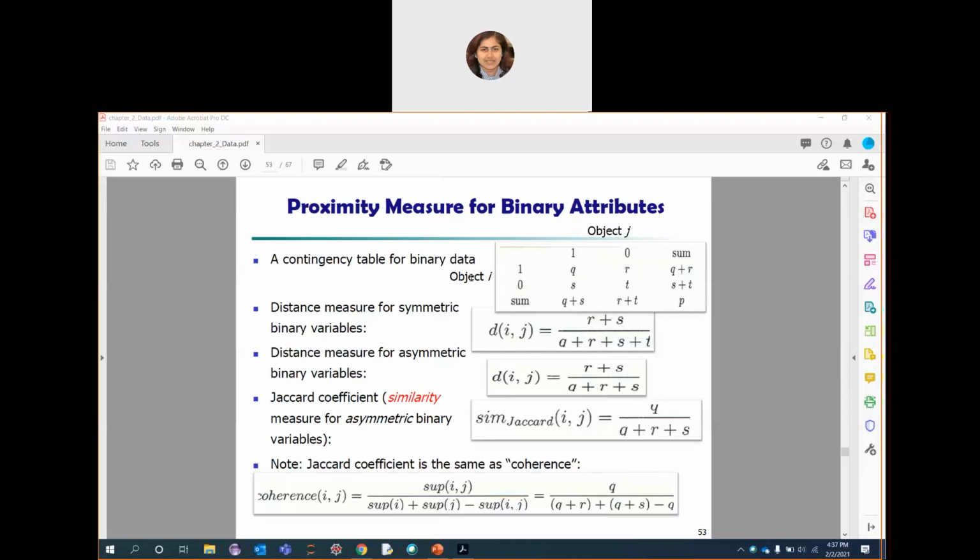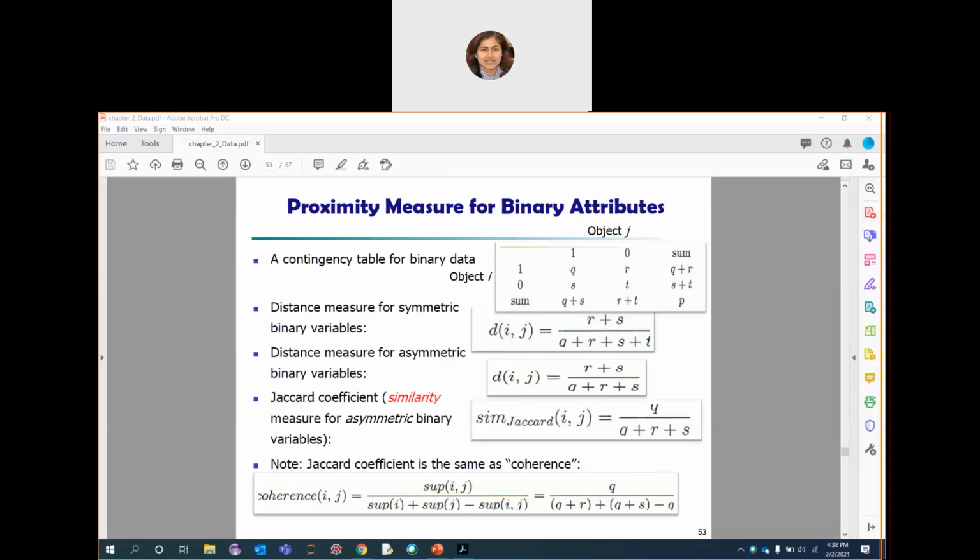Here, you have an object I, object A. You just are basically going to find out the proximity measure. But before the proximity measure or distance, we are going to see how they are organized. Object I can have 1 and 0 state. Object J can have 1 and 0 state. There is another column here, sum, and here also there is another column, sum.